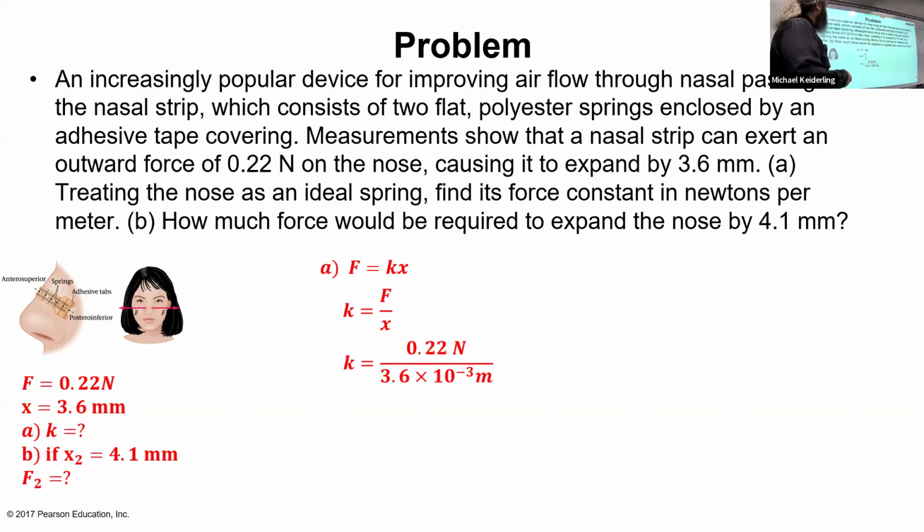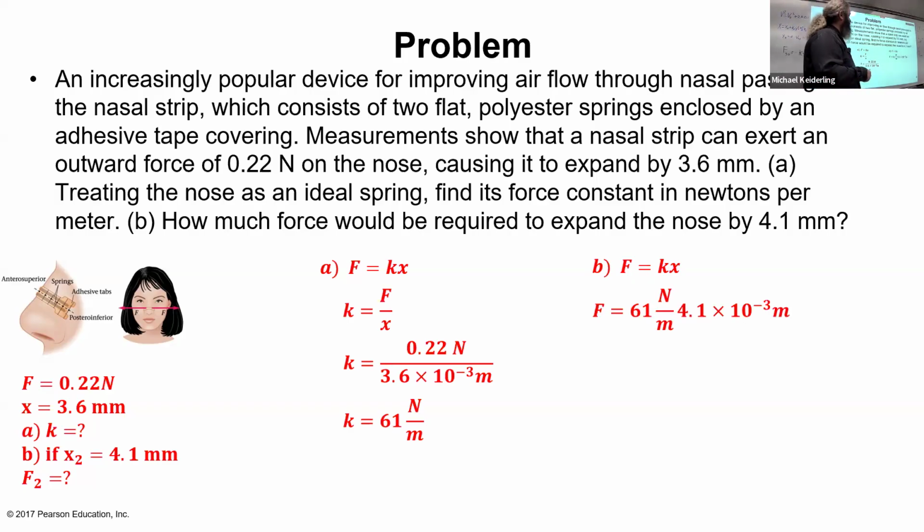K is going to be force over x: 0.22 newtons over 3.6 times 10 to the minus 3 meters. But note that is millimeters. So K is 61 newtons per meter. And then force is equal to kx. So if x is 4.1 millimeters, force is 61 newtons per meter, times 4.1 times 10 to the minus 3 meters. The force is 0.25 newtons.